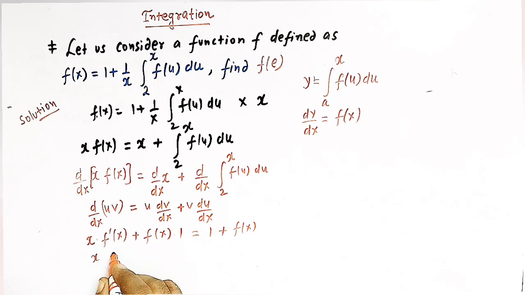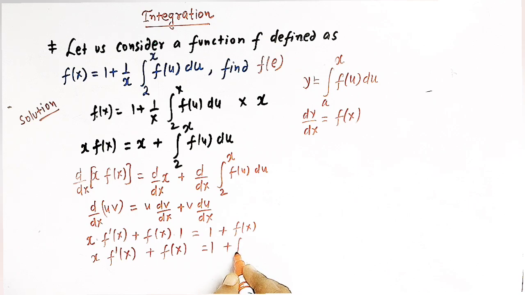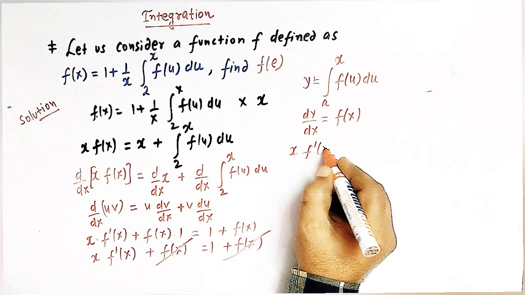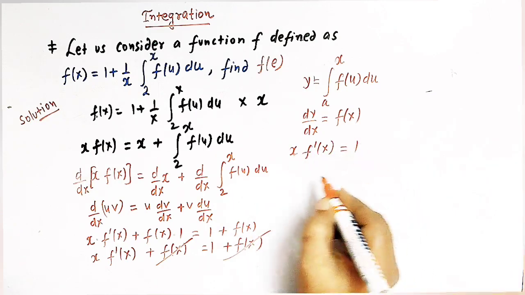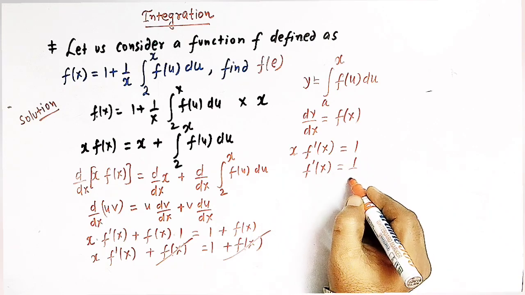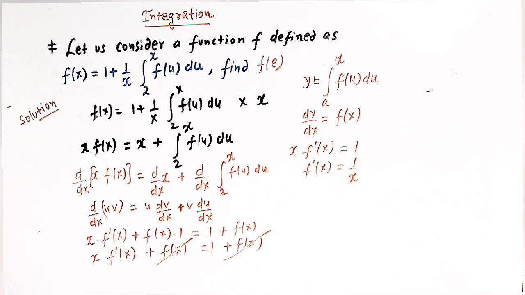So now we have x f prime of x plus f of x, and this is equal to 1 plus f of x. Now f of x and f of x get cancelled. So we have simply x f prime of x is equal to 1, and f prime of x is equal to 1 over x.